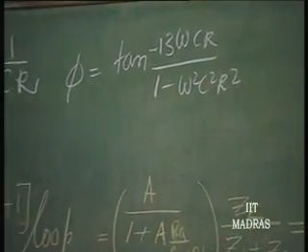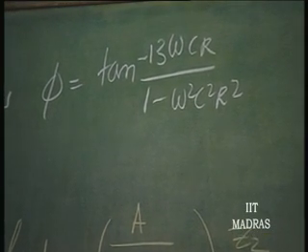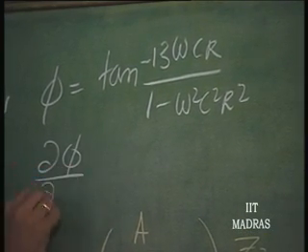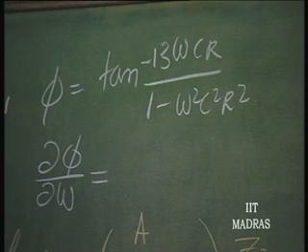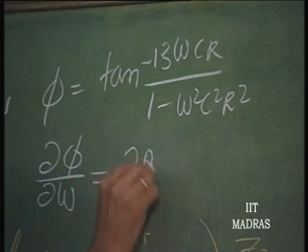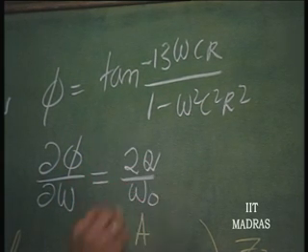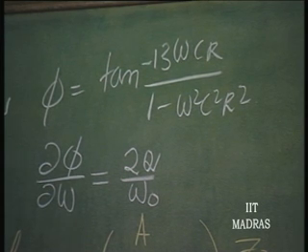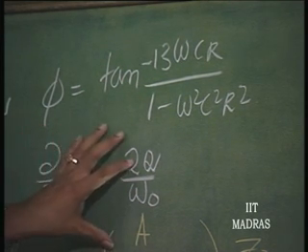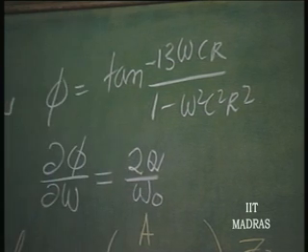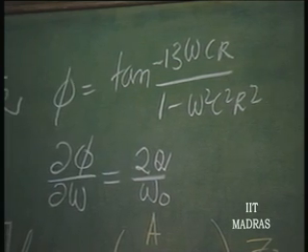And like in the example 14, we can prove that. I am not going to do it. Delta phi by delta omega is going to be equal to 2 q by omega naught. This is what we had got earlier. We had derived this. Delta phi by delta omega is equal to 2 q by omega naught for this second order system. What is the q here?